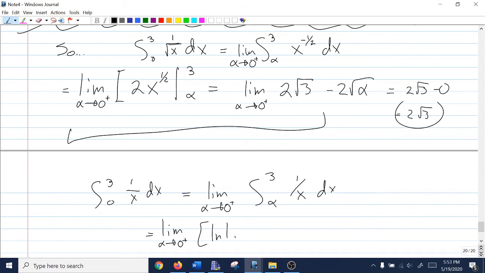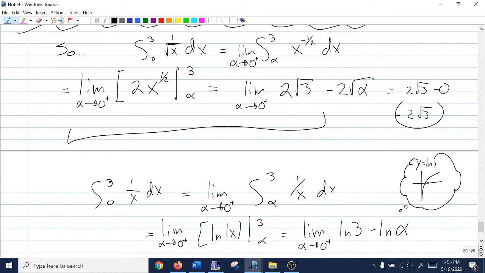It's natural log absolute value of x. Evaluate that from alpha to 3. I ask what's the limit as alpha goes to 0 from the right of natural log 3 minus natural log alpha. I'm asking, hey, what does natural log do at 0? Having a picture of natural log x in your head is helpful here. As you try to take natural log of 0, you get negative infinity.